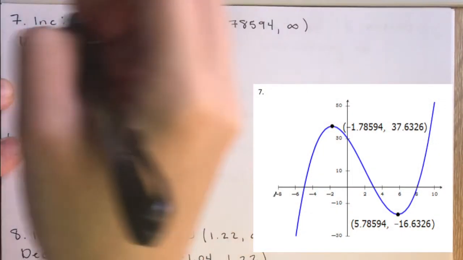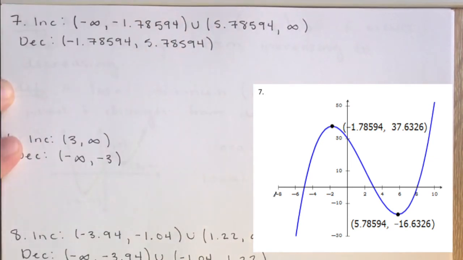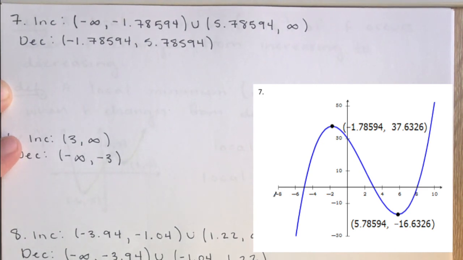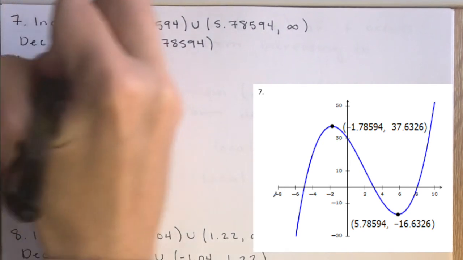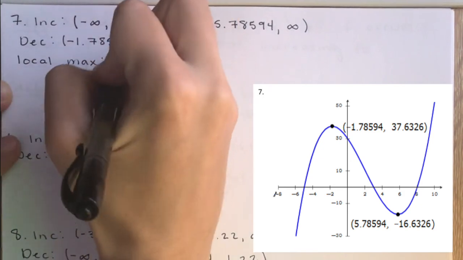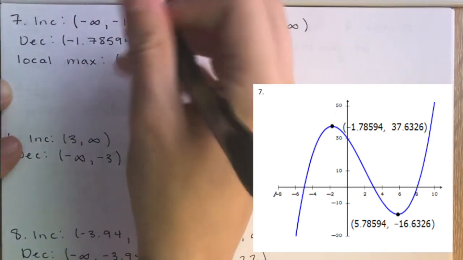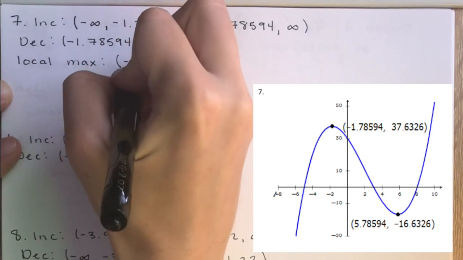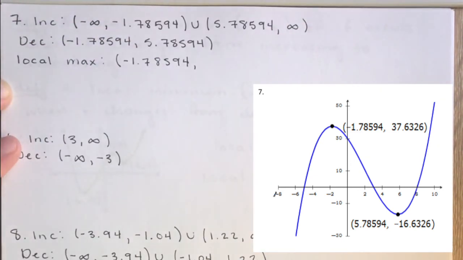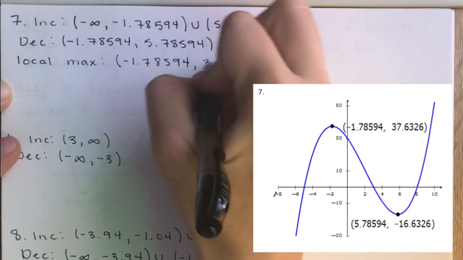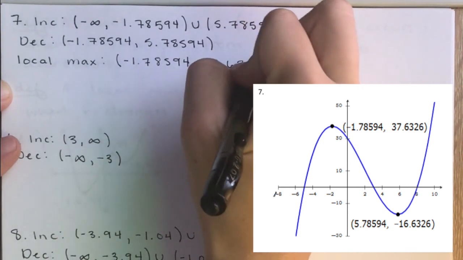So for number 7, do we have any local maxes or mins? Well, as we move along the graph, we said we're increasing on that first chunk and then decreasing in the middle, right? So we do change from increasing to decreasing. So we have a local max at that peak, right? That point is negative 1.78594 with the y value 37.6326. It's a long point.